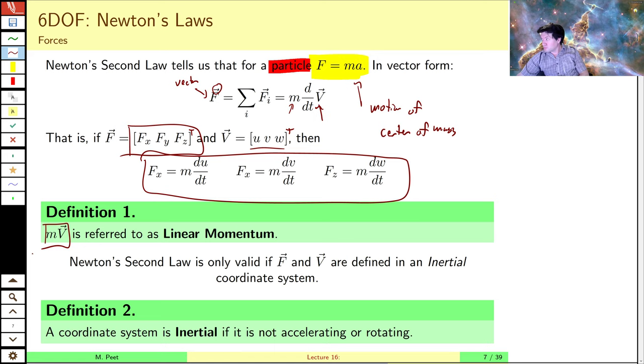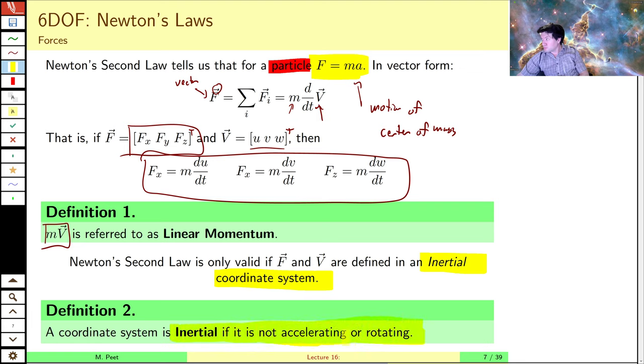This is valid, and I want to emphasize these are vectors, not scalars, since they don't really have coordinate systems for scalars. But if these are vectors, these equations are valid only in an inertial coordinate system, one that isn't accelerating. It can be moving. All coordinate systems are really moving; the Earth is moving. So we typically assume that it's static. But it can't be accelerating, and if it is accelerating, we have to take that into account. So a system is inertial if it is not accelerating.